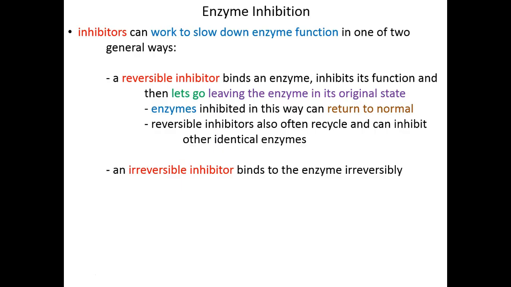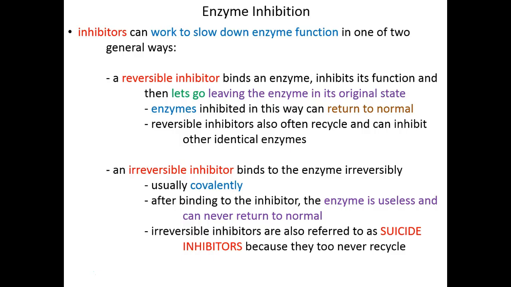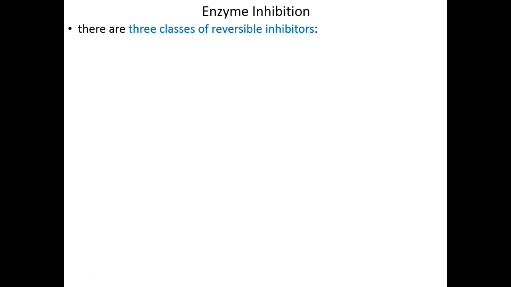The second primary strategy is what's called irreversible inhibitors, and irreversible inhibitors do just that. They bind to enzymes irreversibly. Usually these inhibitors will bind to enzymes covalently, and so once those inhibitors are bound to an enzyme, the enzyme becomes permanently useless and can never return to normal. Likewise, the inhibitors themselves have sacrificed themselves because they are covalently linked to their target enzyme, and so sometimes irreversible inhibitors are also referred to as suicide inhibitors because they never recycle either, and they become permanently stuck to their target enzyme. Everything we talk about in this chunk is going to refer exclusively to reversible inhibitors.